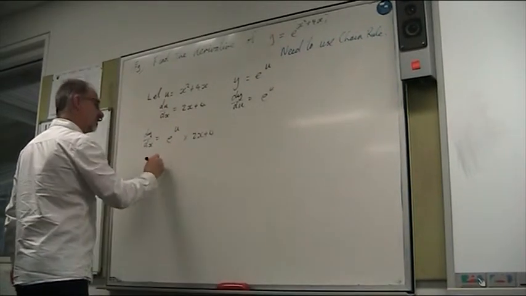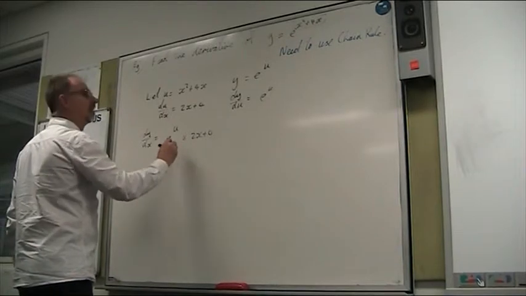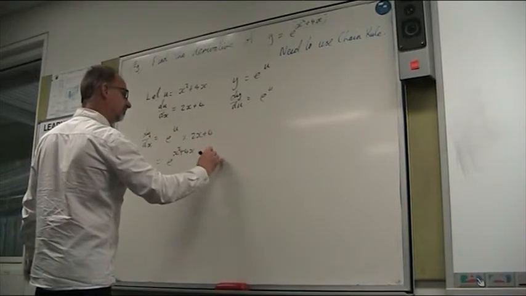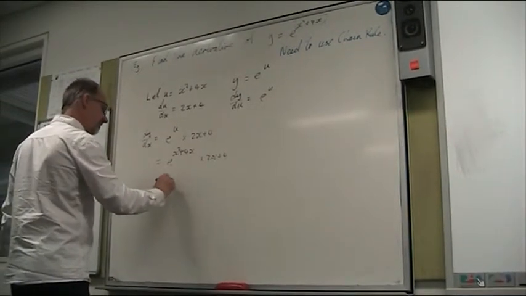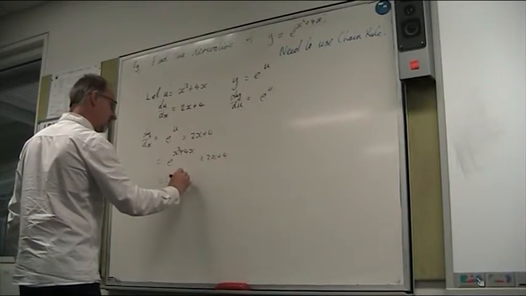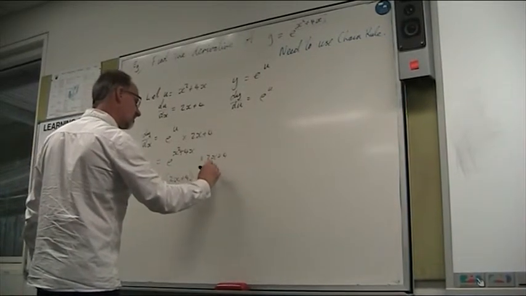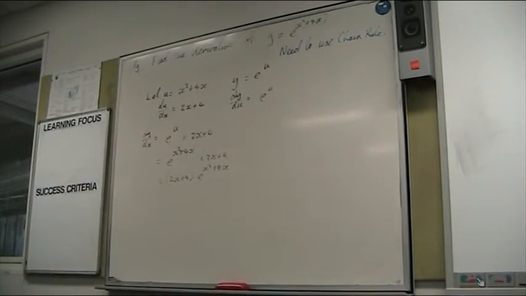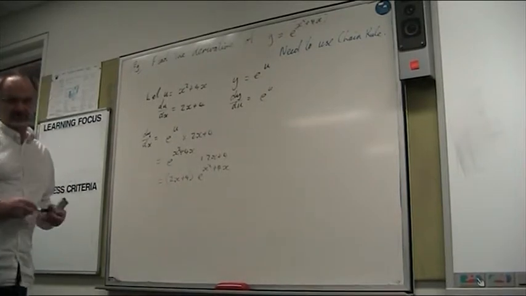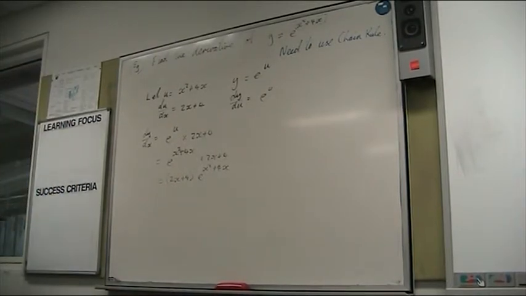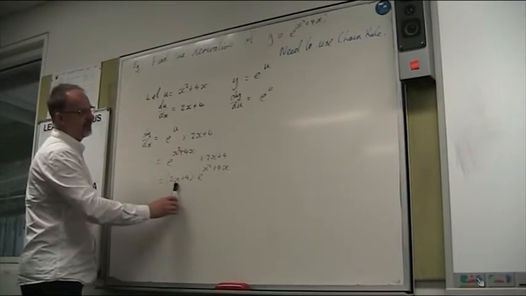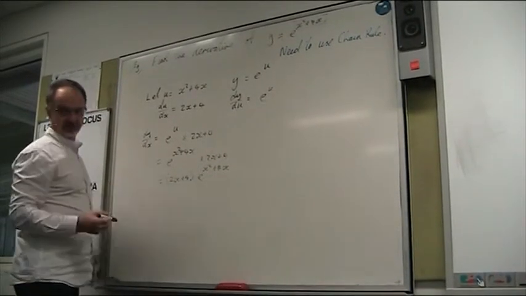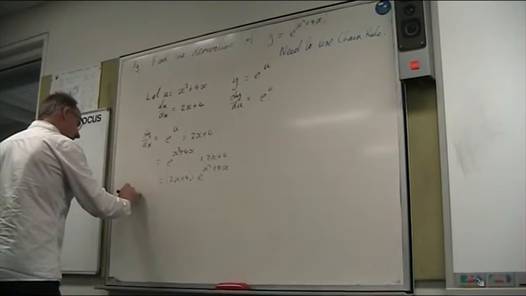We need to substitute back our u. So you write it like that, though you're probably more likely to see it written like this. So there's a little bit of a pattern here, because this bit out the front is just the derivative of our power. So note the pattern.